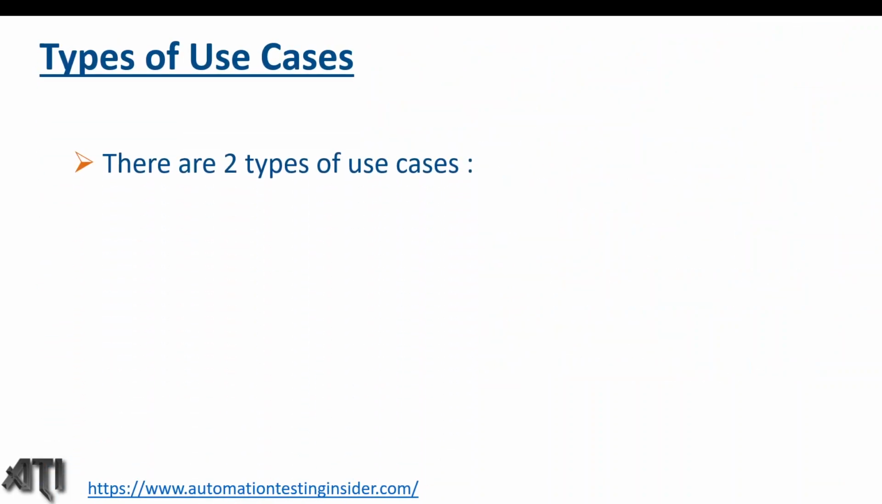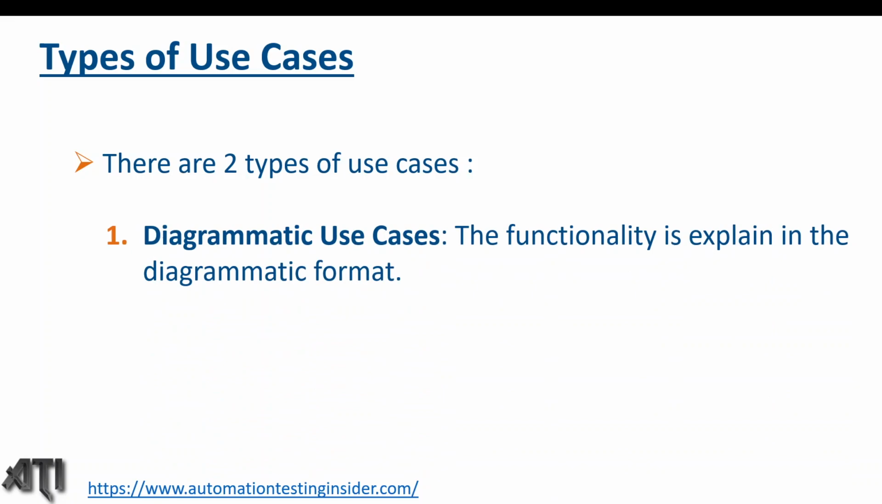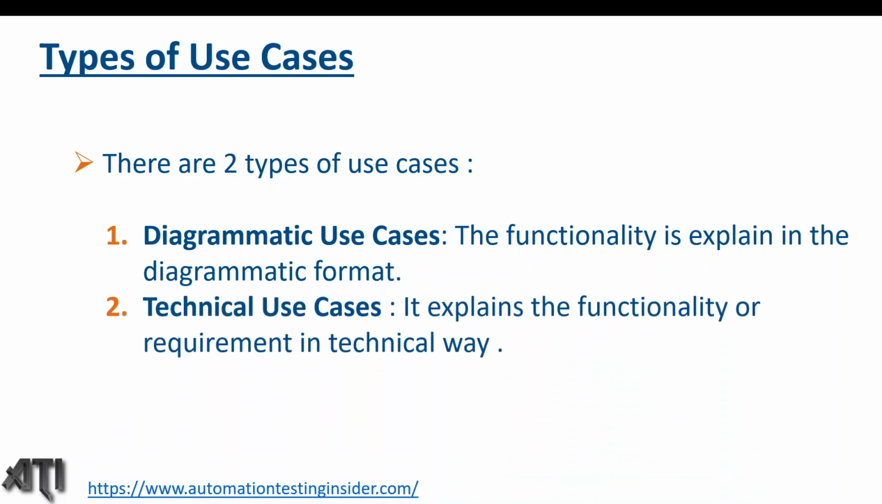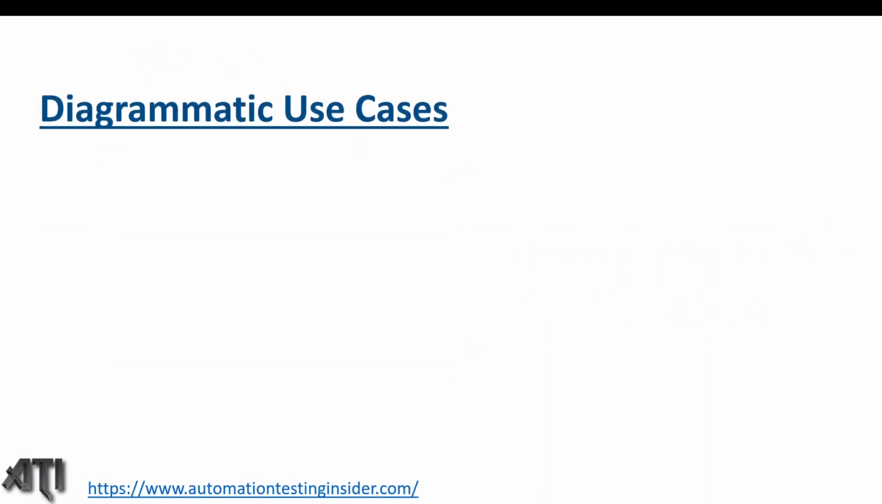So let's talk about what are the different types of use cases. We have two types of use cases: diagrammatic use cases, where the functionality is explained in the diagrammatic format, and the second one is technical use cases. It explains the functionality or requirement in technical way. Let's talk about them in detail.